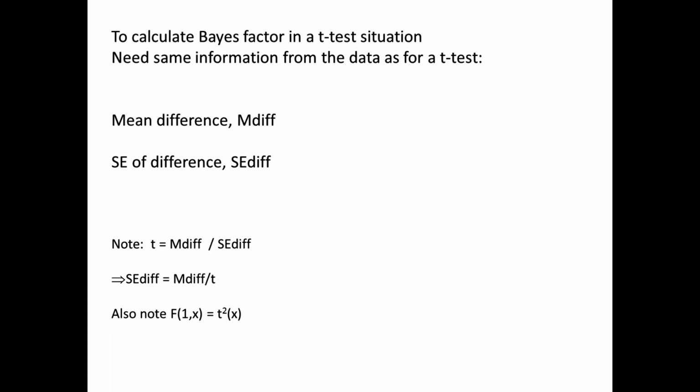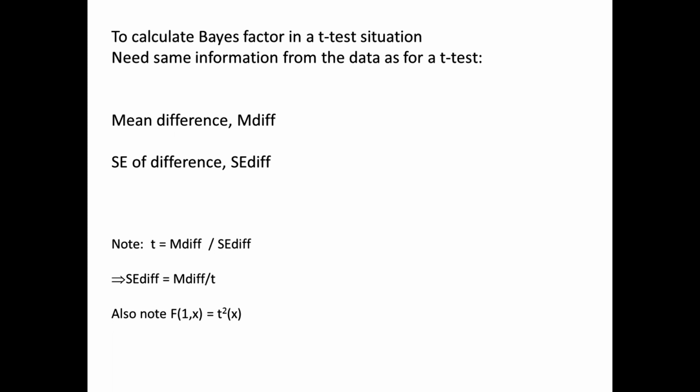So if you run whatever package you use to get your t, you can get the right standard error out by this simple rule. Well, it might give it to you anyway, but at least, for example, let's say you're reading papers and you want to do a Bayes factor. Often there's a t or something. There's the mean difference. I can get the standard error out easily.